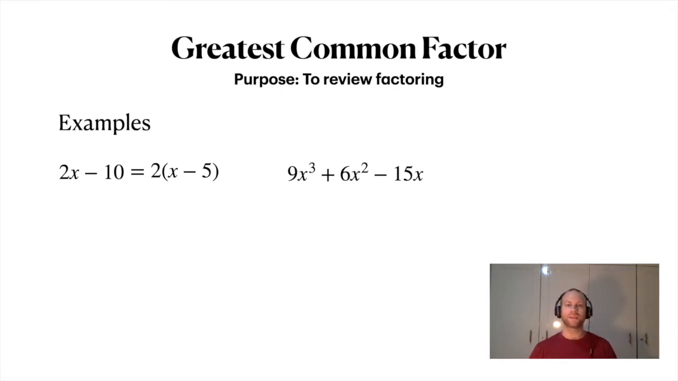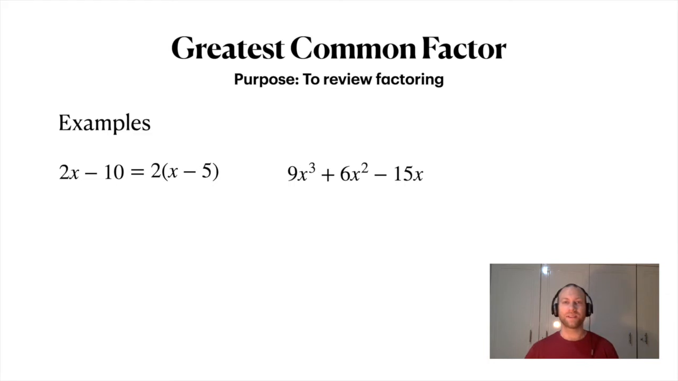So we've got 9x cubed plus 6x squared minus 15x. In this case, we need to look at what's the biggest factor that we can take out of each of these. So looking at the numbers, I've got 9, 6, 15. The biggest thing I can divide out of all three of those would be a 3. So I can factor out a 3.